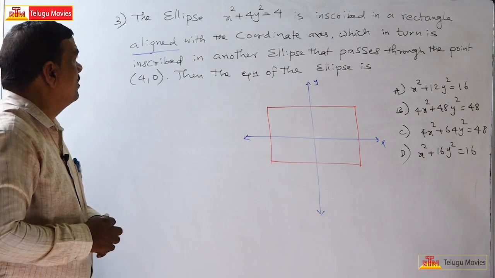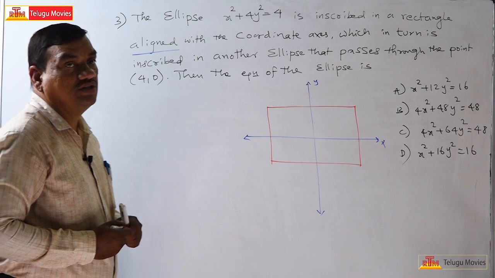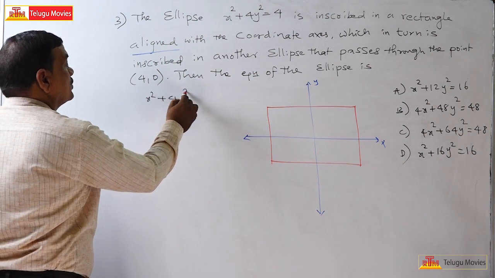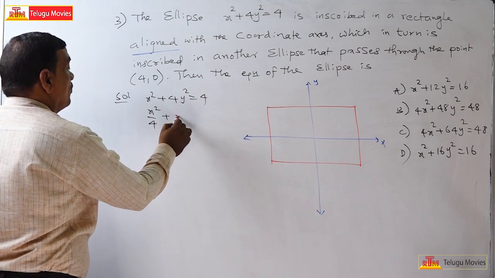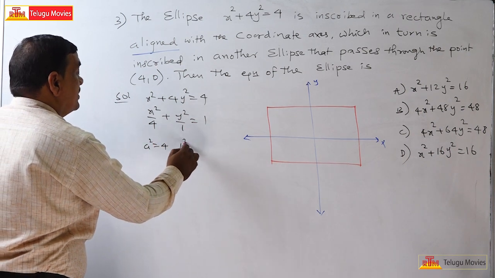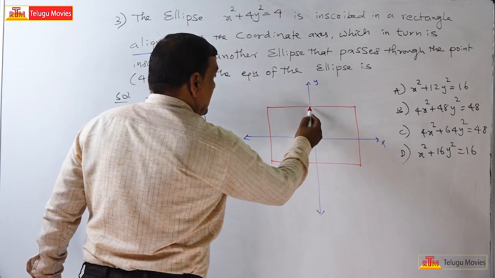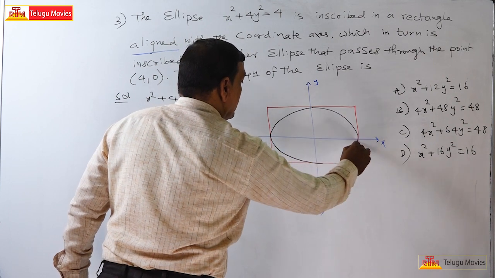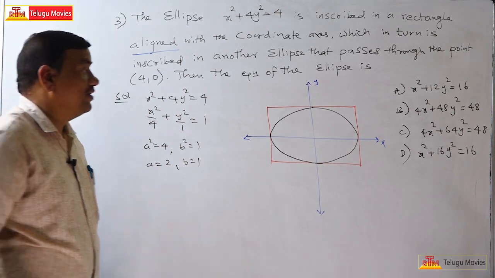In this rectangle, there is an ellipse. What is that ellipse? x square plus 4y square is equal to 4. So this is x square by 4 plus y square by 1 is equal to 1. A square is equal to 4, b square is equal to 1, a is equal to 2, b is equal to 1. There is an ellipse inscribed in this rectangle. Here a value is 2, b value is 1.